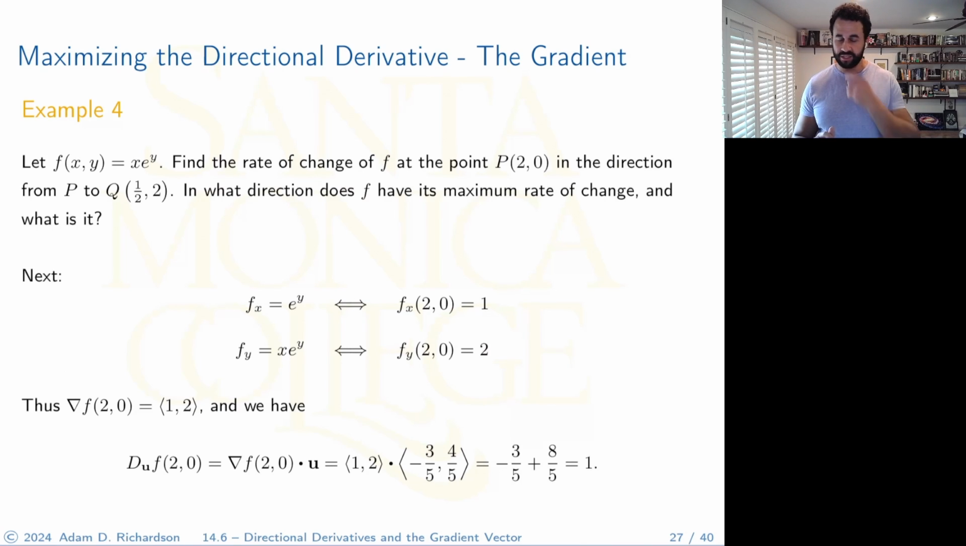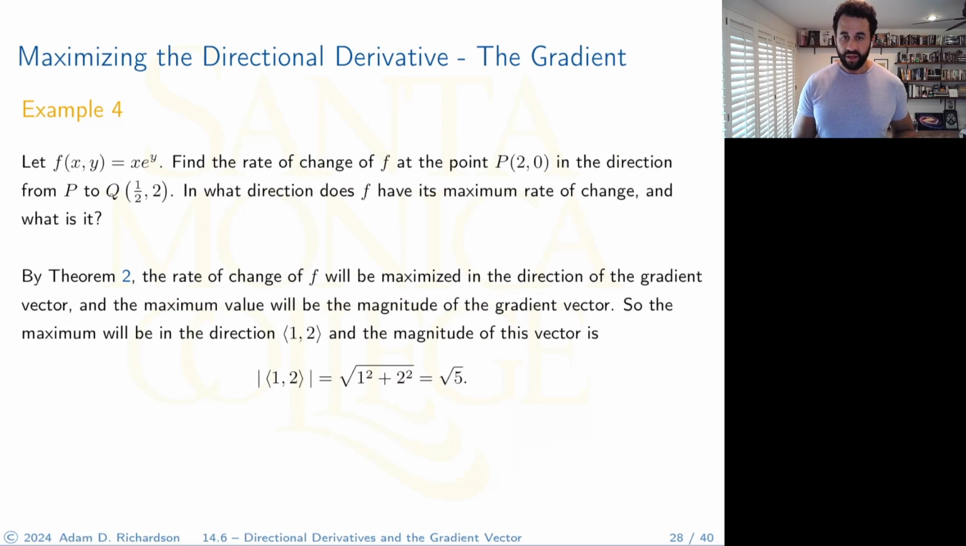Okay, now we need some partials. If we differentiate this with respect to x, we get e to the y. If we differentiate this with respect to y, we actually get the function back again because of the exponential function. Evaluating these partials at the point (2, 0) gives us these. And that means that our gradient vector is just the vector (1, 2). Now we dot our gradient with our unit vector to get this, and we get 1. So that's the slope of the tangent line in that direction, 1, going up.